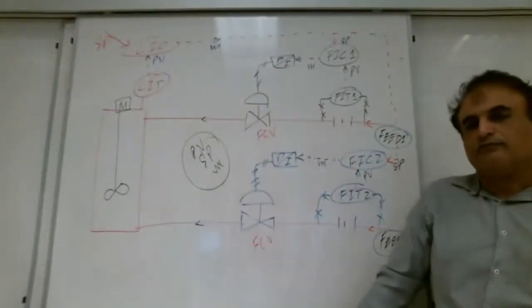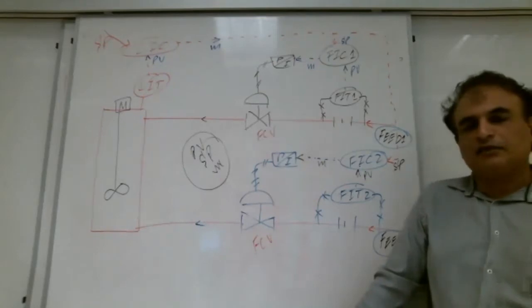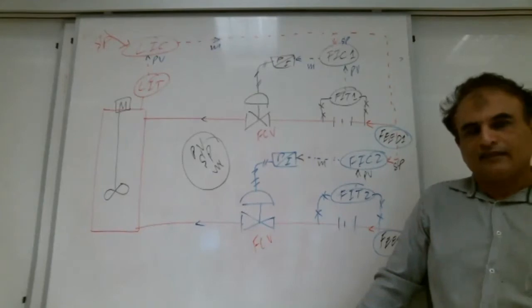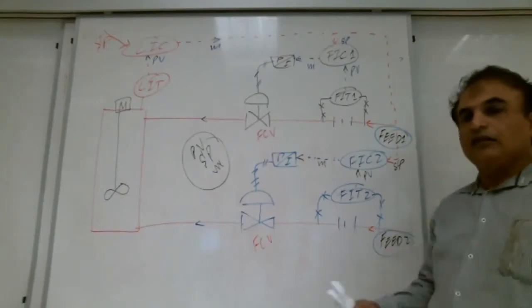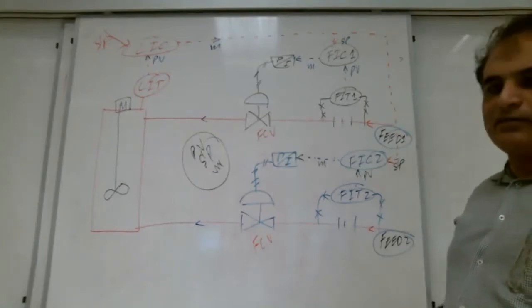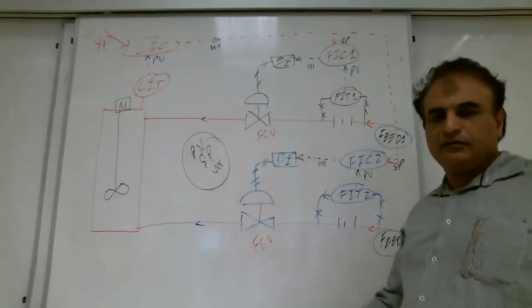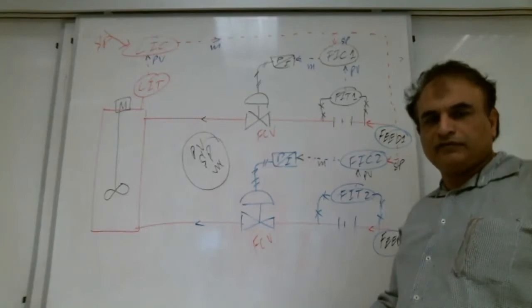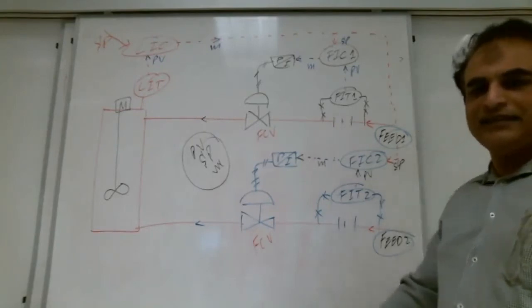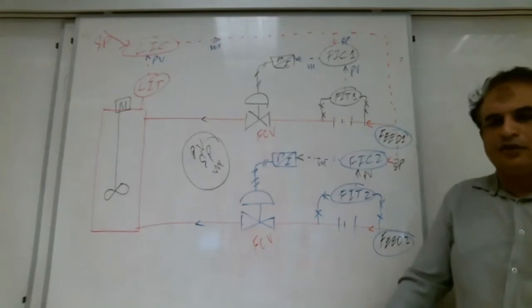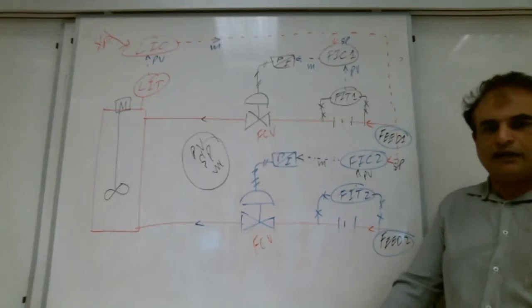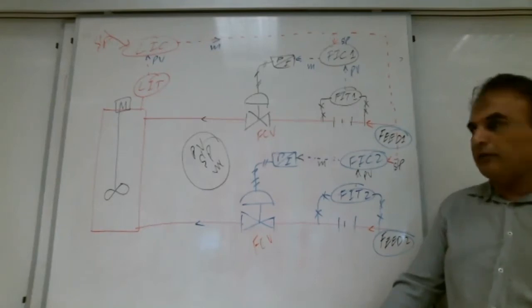Describe the system. Which system is it, Shabab? Cascade. Very good. A lot of brothers are writing cascade. It is a cascade system with how many masters? One master. How many slaves? Two slaves. Very good. Two slaves in parallel or series? Parallel. Very good.